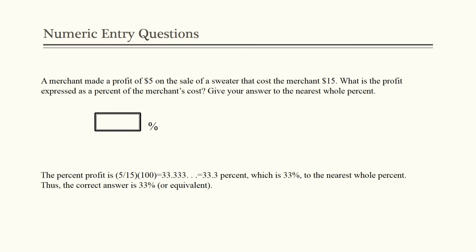5, which is the profit, divided by 15, which was the cost price, times 100 is the percent profit. It's equal to 33.333, or 33.3%. Now the instructions clearly say to give your answer to the nearest whole percent. And so the nearest whole percent of 33.3 would be 33. If you typed 0.33, expressing it as a decimal, that would be wrong because the answer required is a percent. So this is why it's very important to read the instructions in numeric entry questions.